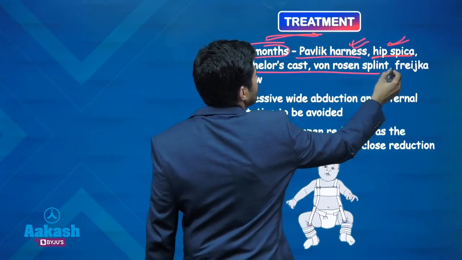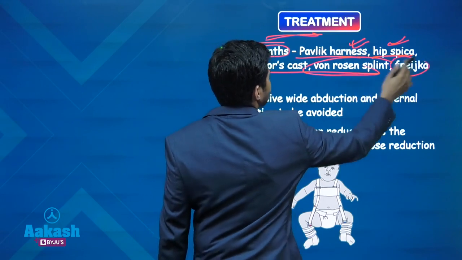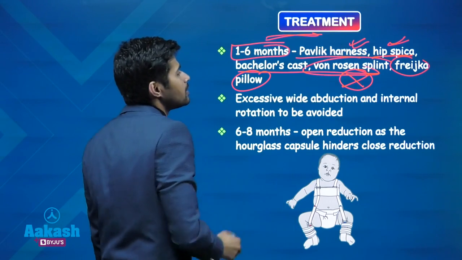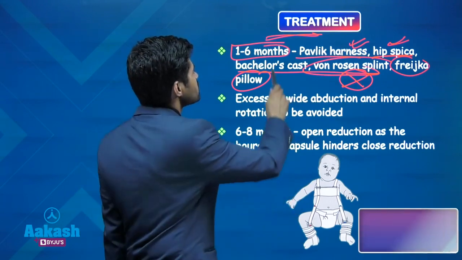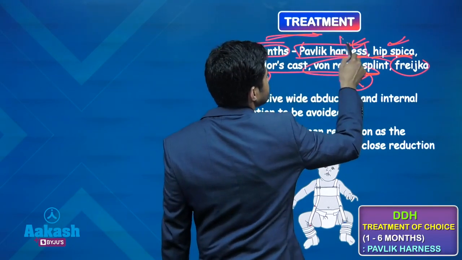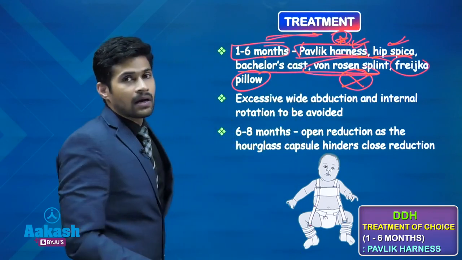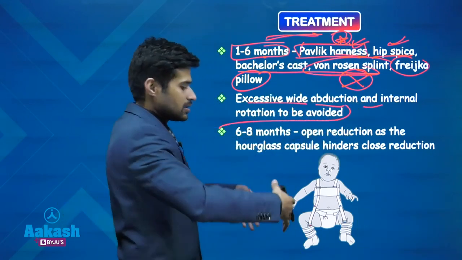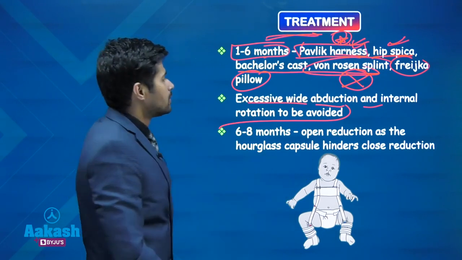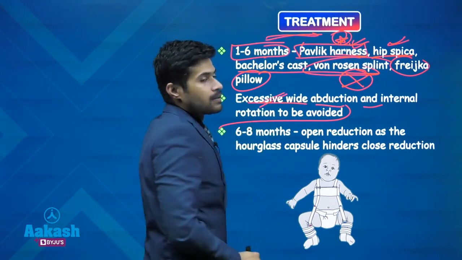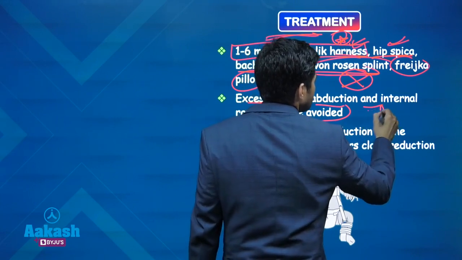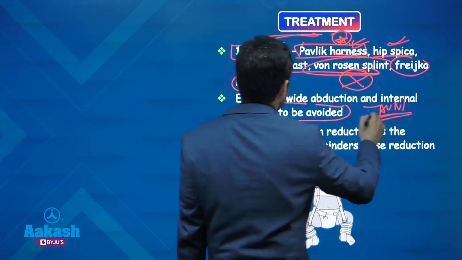Bachelor's cast, Bone Rosen splint and Frejka pillow are obsolete. They are not used these days. So the treatment of choice at 1 to 6 months is the Pavlik harness, right? And we have to avoid excessive wide abduction and internal rotation, because abduction leads to containment of the femoral head.